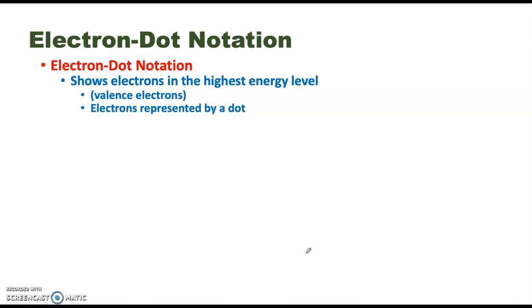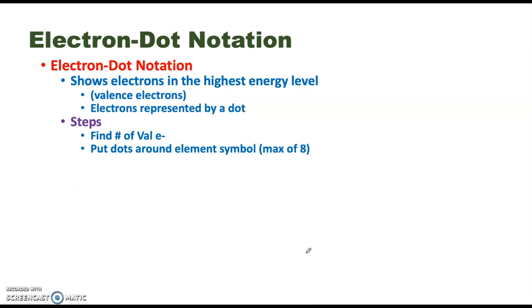So we're just going to learn how to do the dot notation now, and then we're going to apply it in a couple chapters to make chemical bonds. So the steps. Step 1 is you find the valence electrons. Then step 2 is you put the dots around the element, and there's a particular pattern that I will show you. So there's a max of 8.